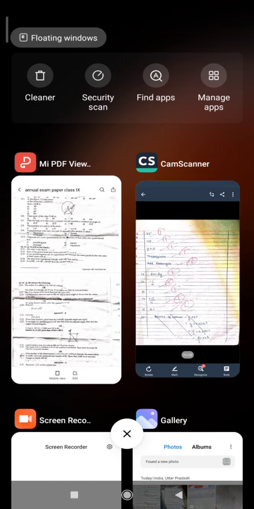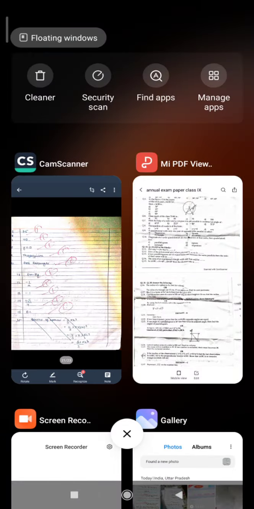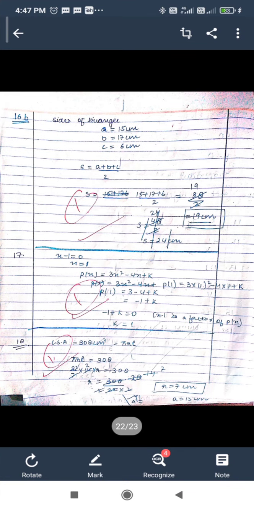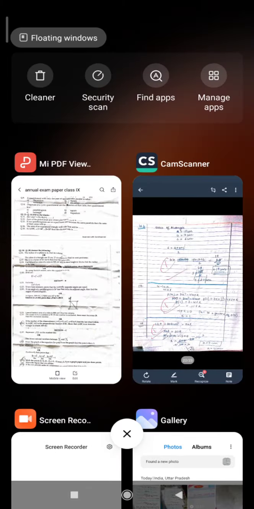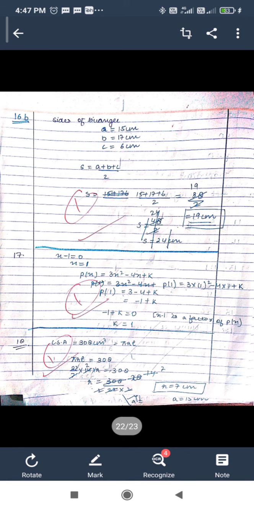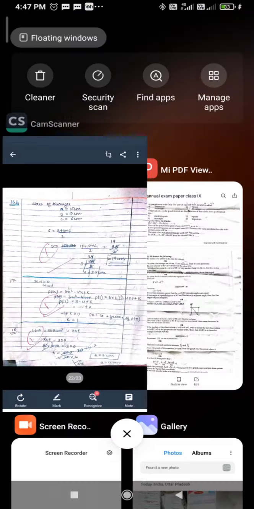Chalo, so this is question number 16. Okay, fine. Find the area. Side of the triangle, part B she has done. So sides are given, we have to find the semi-perimeter. A plus B plus C upon 2 we have done, all sum of the sides upon 2 we have done.